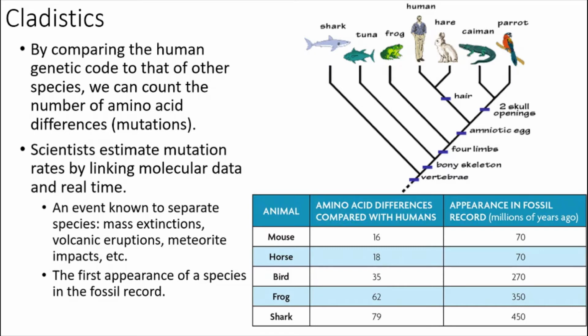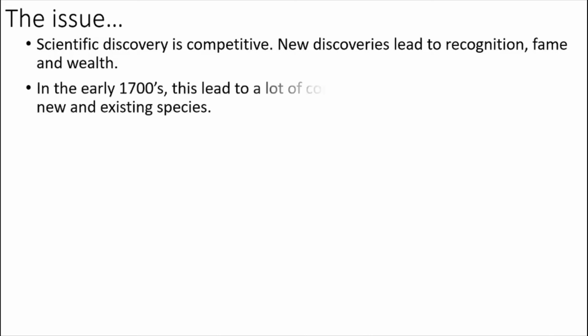However, this wasn't always the case. As early as the 1700s, cladistics, taxonomy, and other classification practices didn't exist. In the early days of scientific development, there was a lot of competition. This is because new discoveries would lead to recognition, fame, and wealth, very much like it still does today.